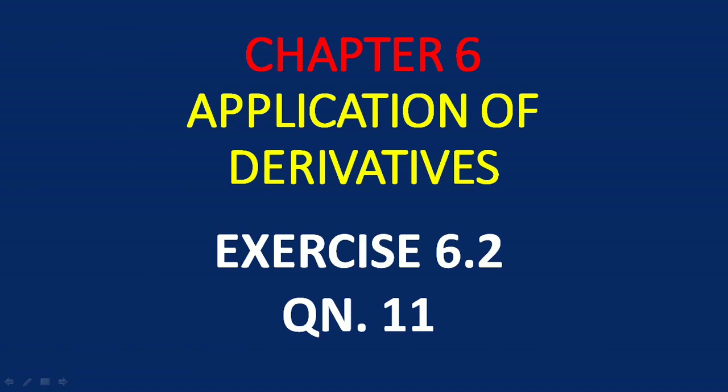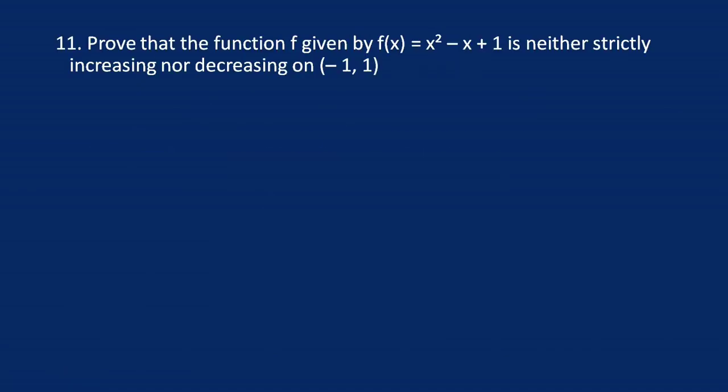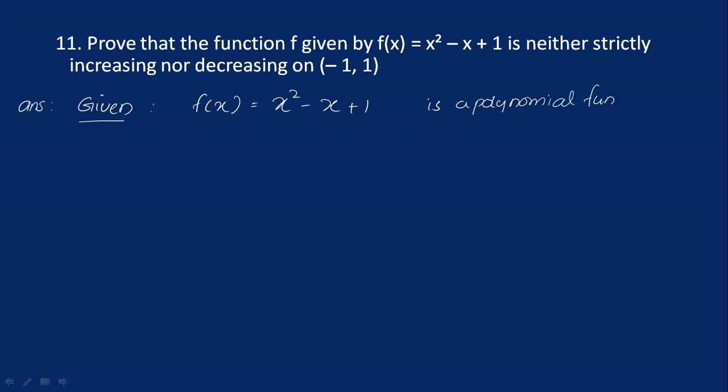Chapter 6, Application of Derivatives, Exercise 6.2, 11th question. Prove that the function f given by f of x is equal to x square minus x plus 1 is neither strictly increasing nor decreasing on minus 1 to 1. So we have given the function f of x which is equal to x square minus x plus 1. So x square minus x plus 1, it is a polynomial function. So we can write that f of x is a continuous and differentiable function in R.